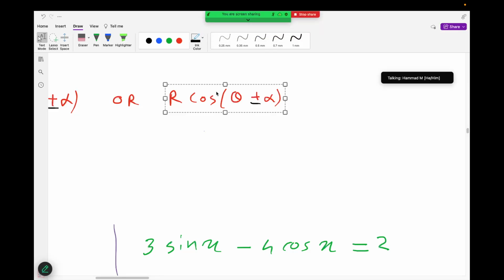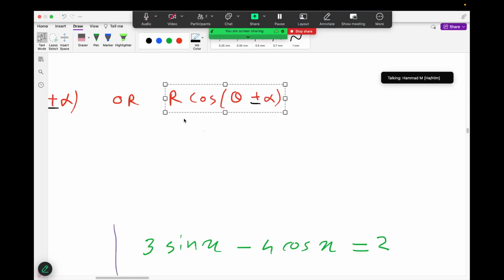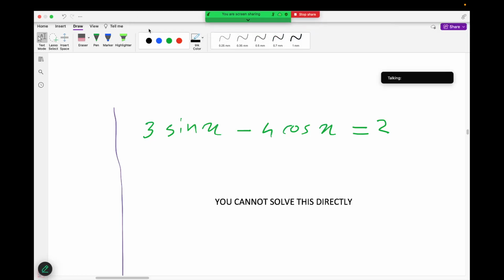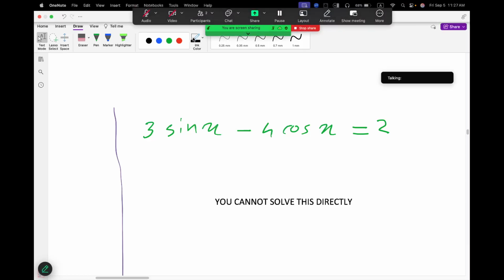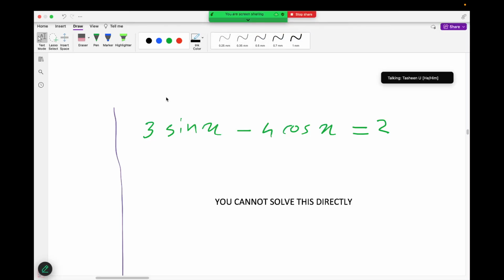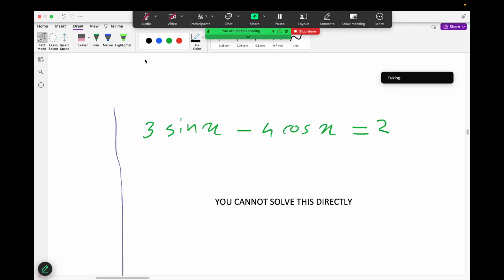Copied the question. Now I'm gonna solve it. Well, you can't solve it. So what I was thinking was to replace x by theta plus or minus alpha. Do whatever you want, spend the rest of your life solving this, you won't be able to solve this, because you cannot solve this directly.